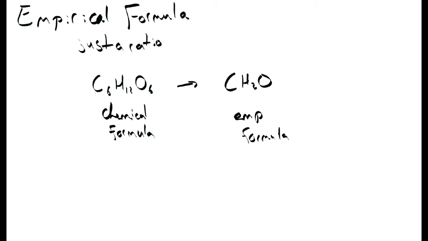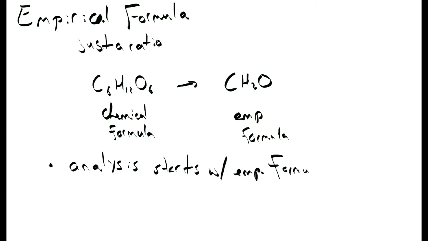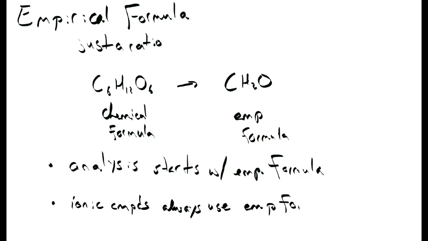There are a couple of reasons that we would want to consider an empirical formula. First off, an analysis of a compound in order to try and find the chemical formula will start with the empirical formula. Just because of the way it works, you end up with a ratio of the elements to one another, and then from there you can get to the chemical formula. The other reason is that there's a class of compounds, ionic compounds. They always use the empirical formula.